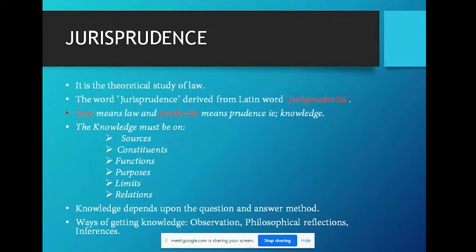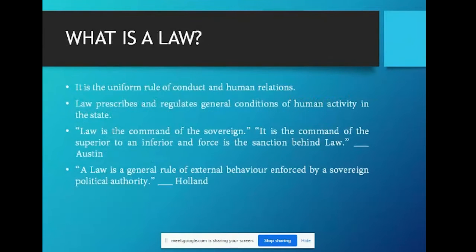As it is considered a knowledge of law, it may be acquired from the sources, constituents, functions, purposes, limits, relations, etc. So the knowledge is acquired through the question and answer method, and the ways for such acquisition are observations, philosophical reflections, inferences, etc. Then moving on to what we mean by law. Law is a uniform rule of conduct and human relations.